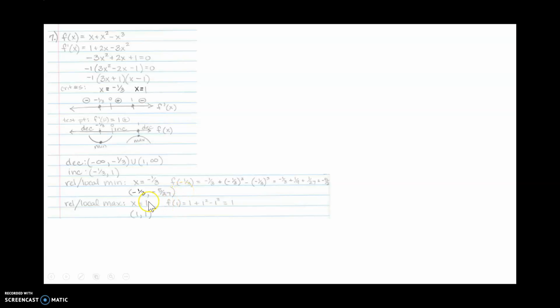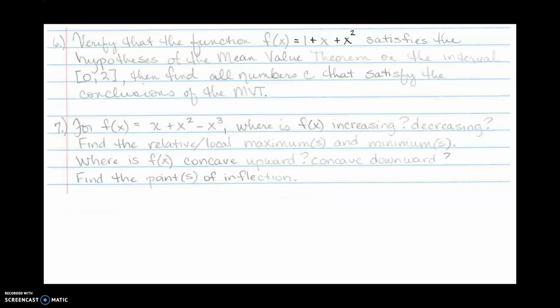And then for my relative maximum, I'm going to plug 1 back into that original function up there. And that would give me positive 1. So that would be my relative maximum. Then we wanted to know where it is concave upward and downward.